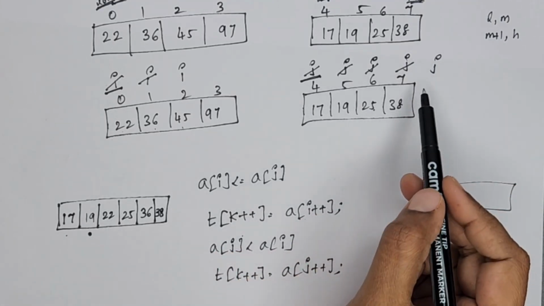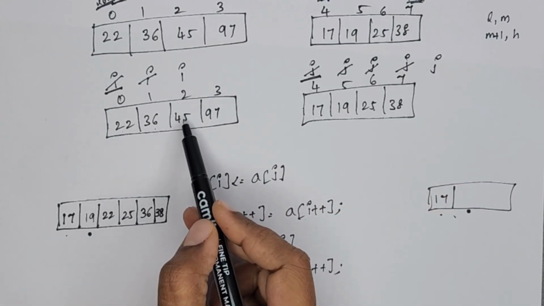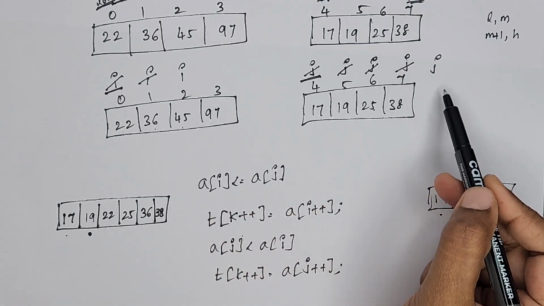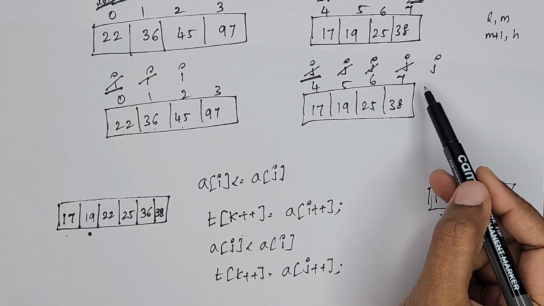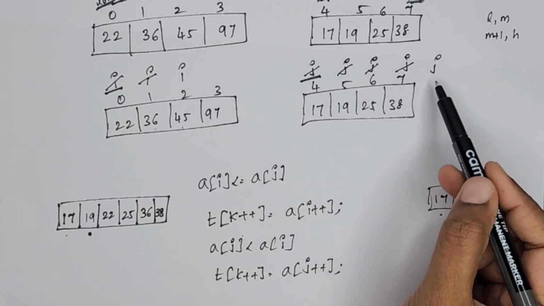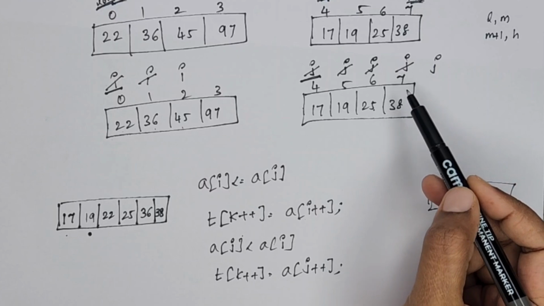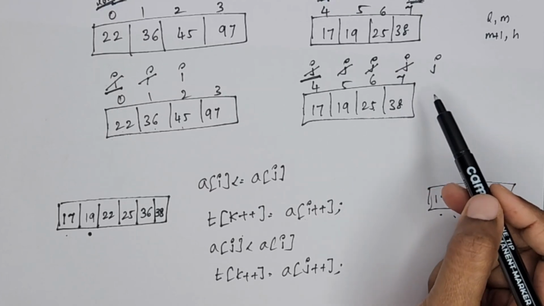Now, can you compare the jth element and the ith element? J is out of index. There is no element at the jth position. So we cannot compare. It means that J is out of index. If it is out of index, you cannot compare.